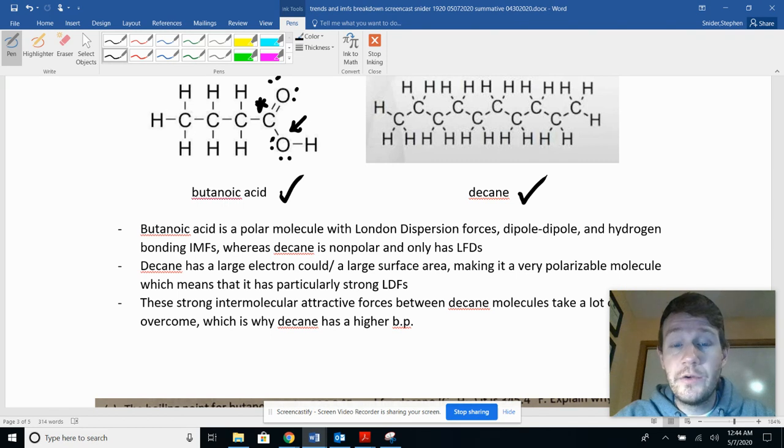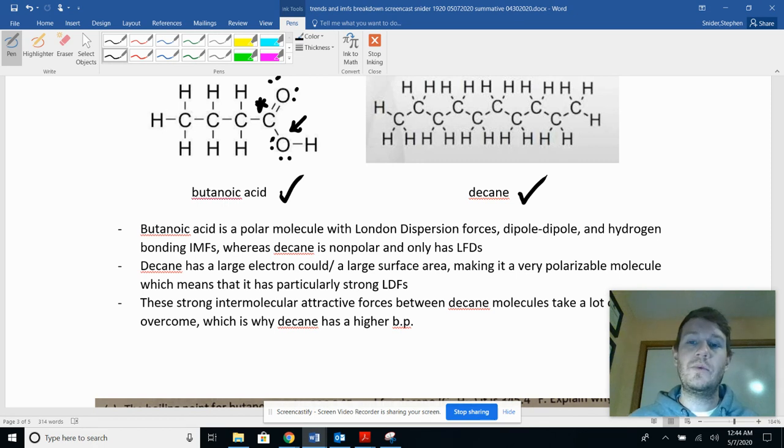As far as decane goes, we have a nonpolar molecule, and it is limited to just London dispersion forces. Now, we have to find a way to reconcile the fact that decane, which appears to have weaker intermolecular forces, actually has a higher boiling point. So we know, given the data, that decane actually has stronger intermolecular forces. So how do we justify that?